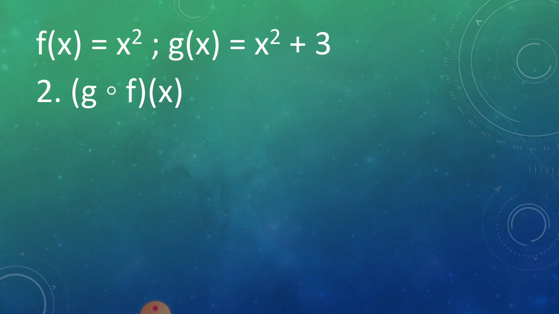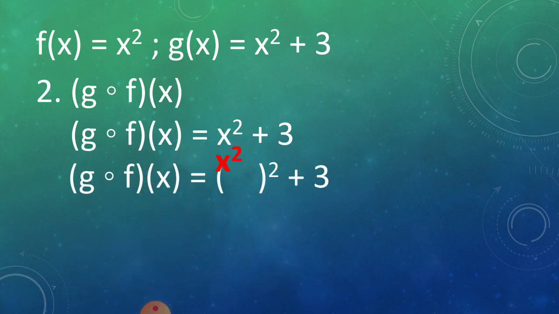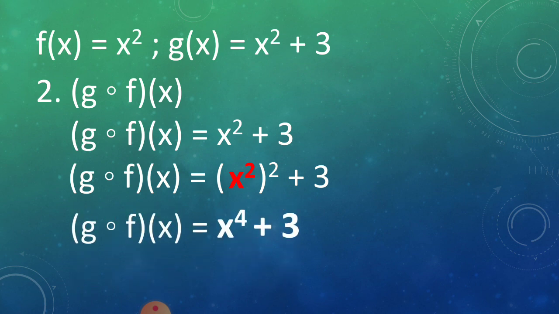Next, we have g composed with f of x. So the function g must consist of the function f. We have the function g, which is x squared plus 3. This function must contain the function f, so let us replace x with x squared. So that is now x squared squared plus 3. x squared squared means x squared times x squared, which is equal to x raised to 4. Then plus 3. We cannot simplify this anymore. Therefore, that is the final answer.